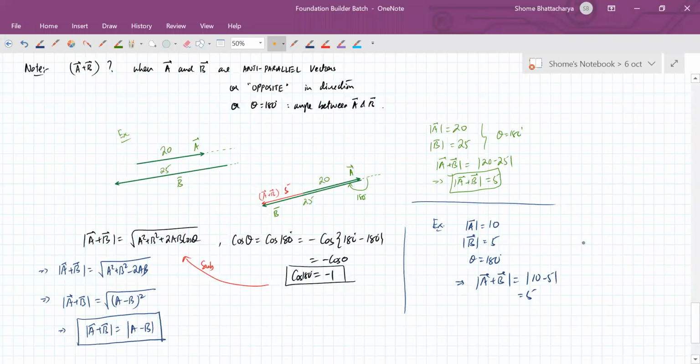Here, if A as a vector is of magnitude 10, and now B as a vector is at 180 degrees to it but is of magnitude 5.